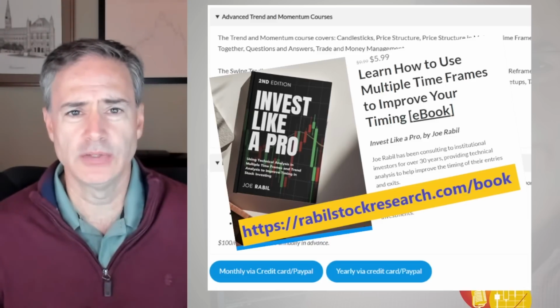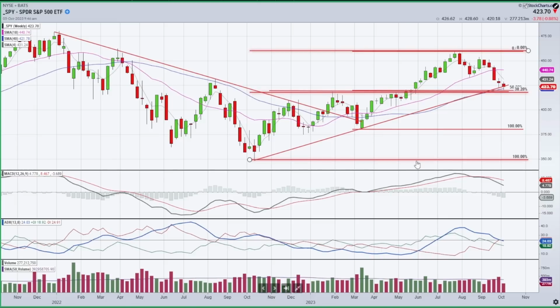All right, let's get into the individual symbols now. Okay, let's briefly start out with the Spider. I'm just looking at the weekly chart. I want to point out a couple things that I think are very important to me.